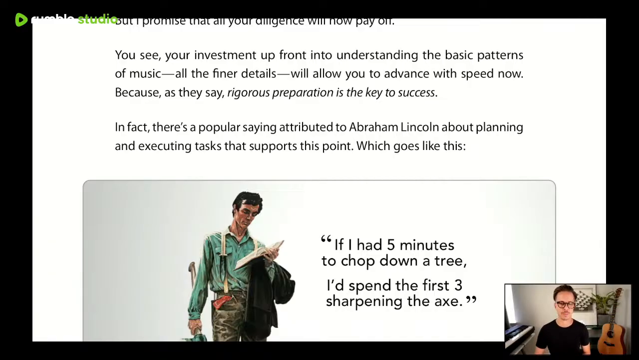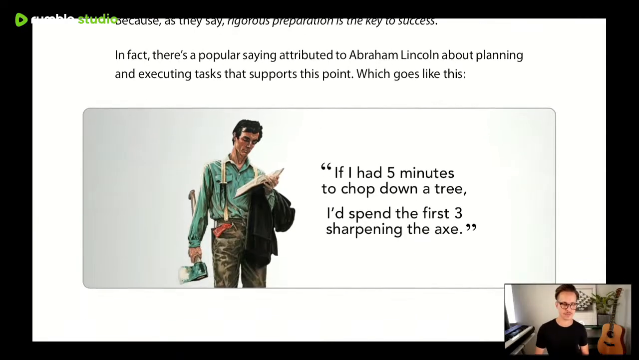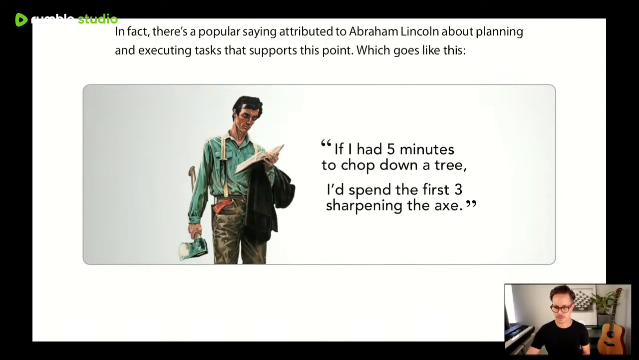In fact, there's a popular saying attributed to Abraham Lincoln, although he didn't actually say this, it was someone else, about planning and executing tasks that support this point, which goes like this. If I had 5 minutes to chop down a tree, I'd spend the first 3 sharpening the axe.